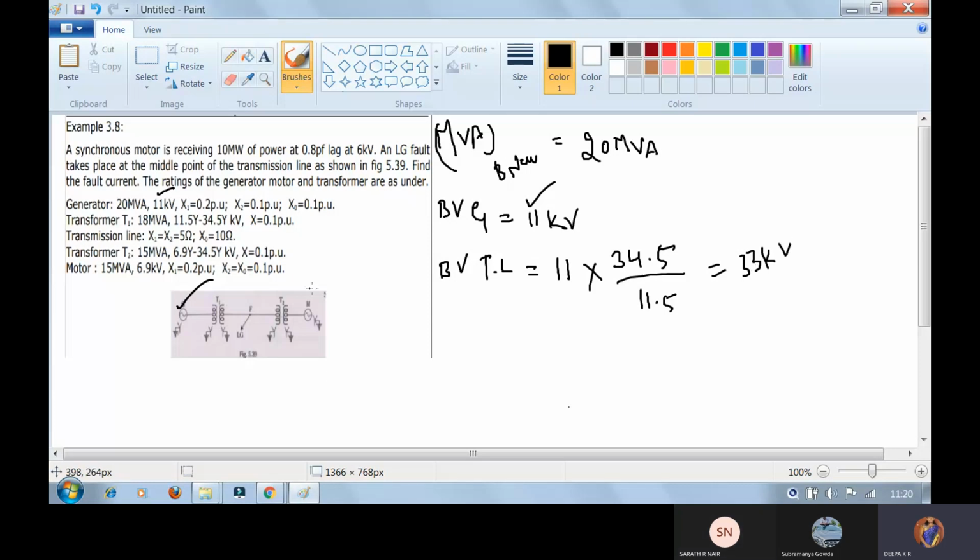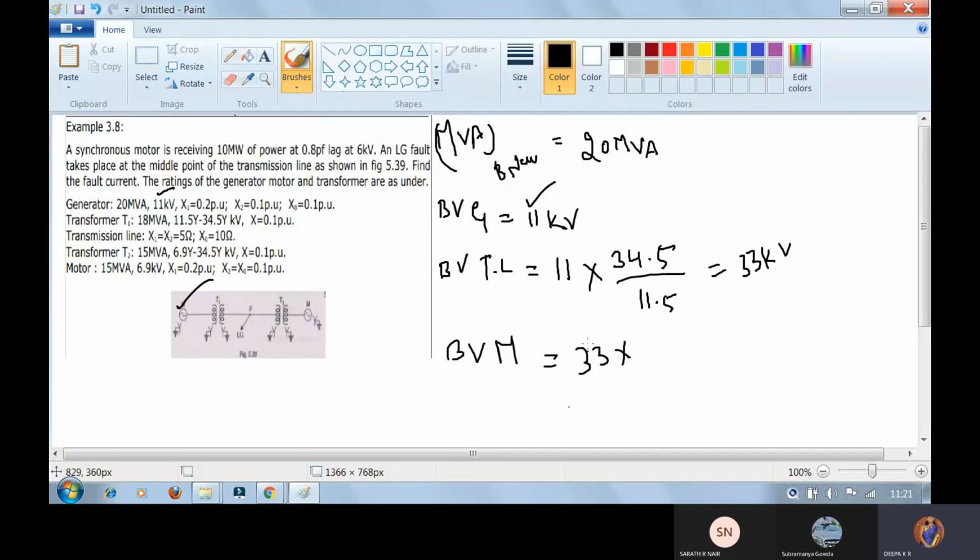So what is left out now? I need to find out the base voltage on motor side. So I'll write base voltage on motor side, M. So motor side, let us consider this transmission line output as 33 kV. So this is a HV side, right? HV side, I am getting 33 into your transformer ratio with respect to T2. T2 I need to take.